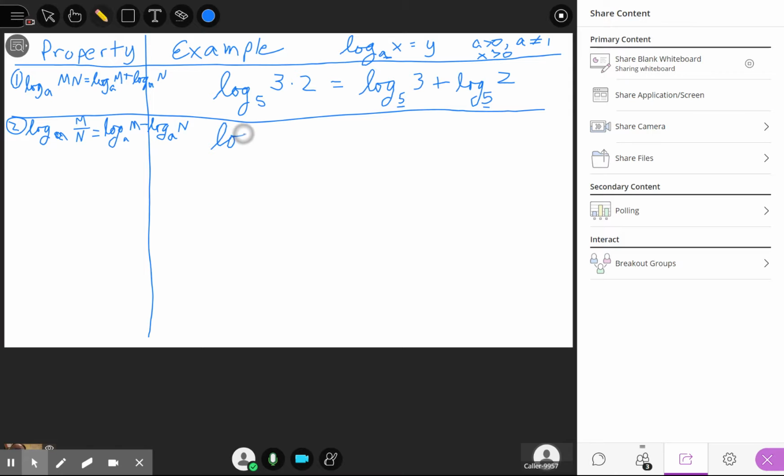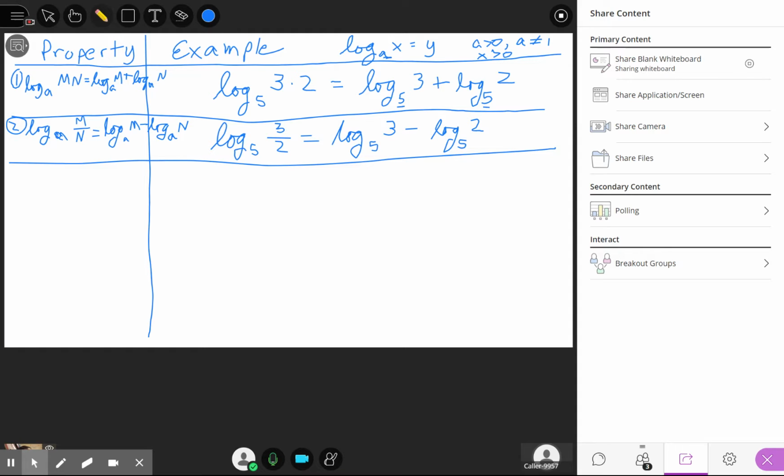So I'm going to, again, choose 5 for my a, 3 for my m, and 2 for my n. So that would equal log base 5 of 3 minus log base 5 of 2. So again, for this lab, you're just writing out the property on the left-hand side, and on the right-hand side, choose numbers for a, m, and n, and give an example of each.